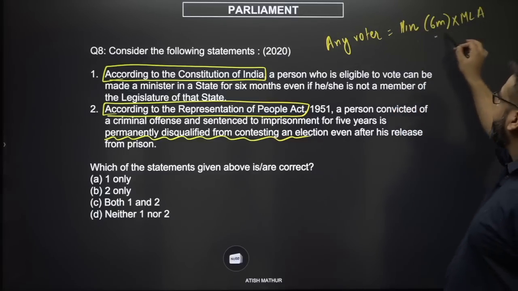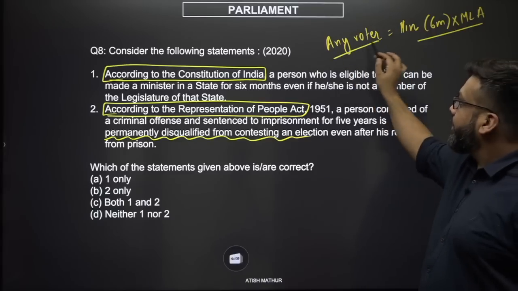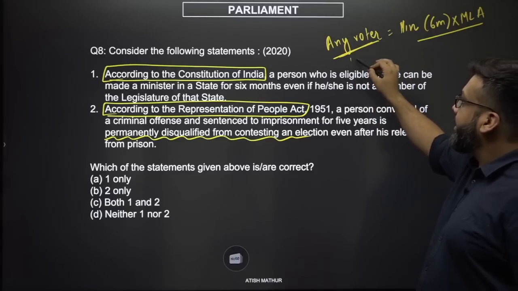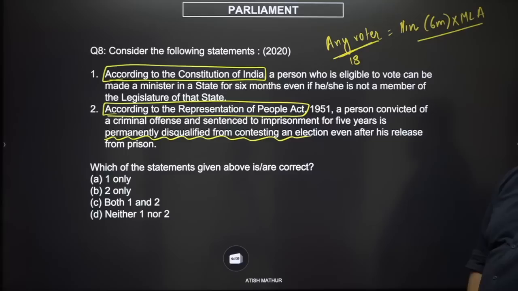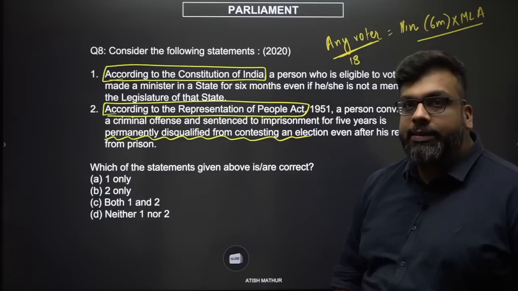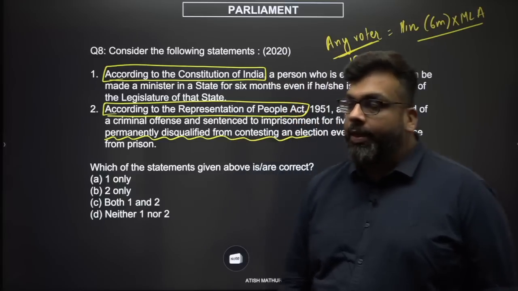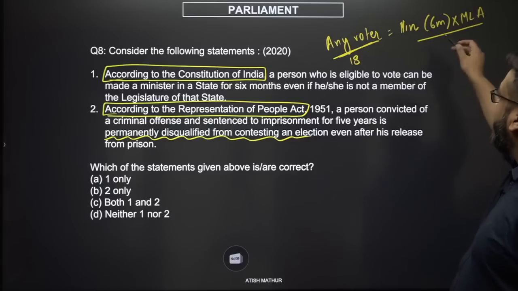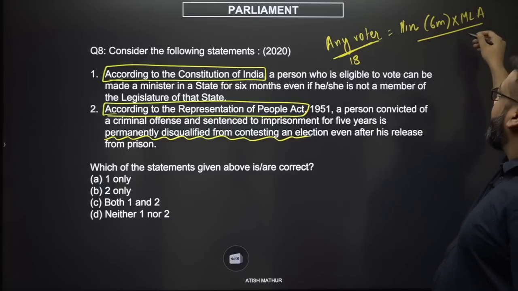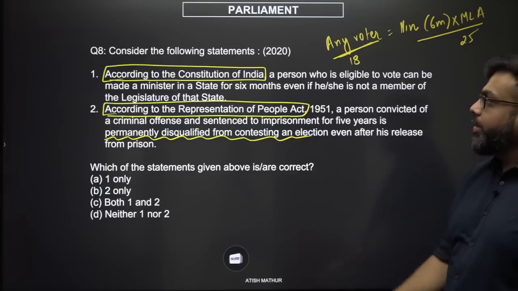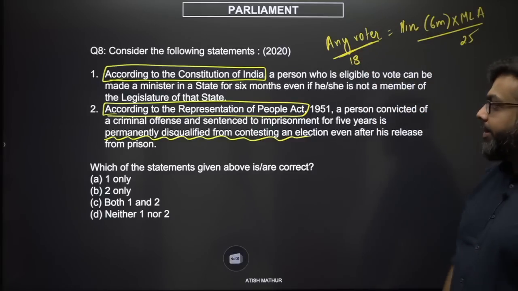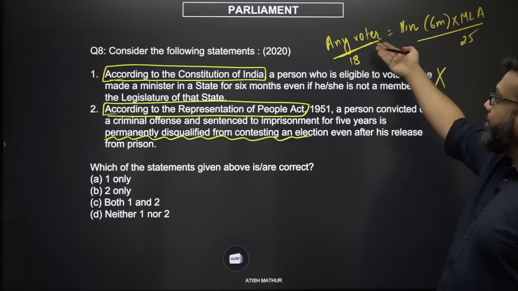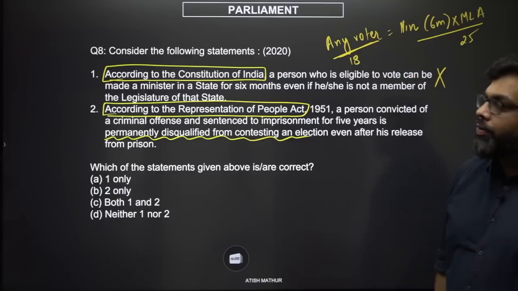The second part seems to be okay. But any voter means a voter who can also be 18 years of age, because 18 plus is when you're allowed to vote. So technically there is a possibility, according to the first statement, that an 18-year-old can be made a minister for 6 months without being an MLA. That's not the case, because for you to become an MLA, you can only contest the elections at 25. So you can't make an 18-year-old a minister, because even after 6 months, this person will still not be 25. So this seems to be the wrong option. You have to apply real provisions to the overall provision.